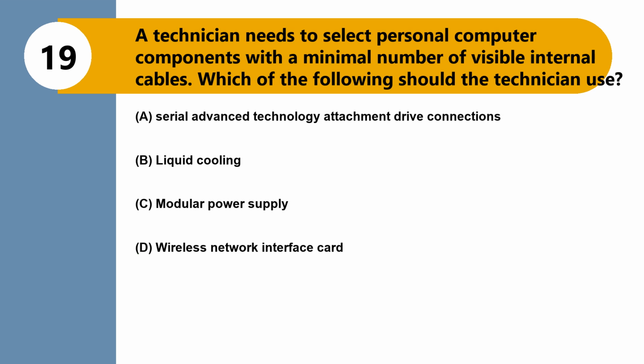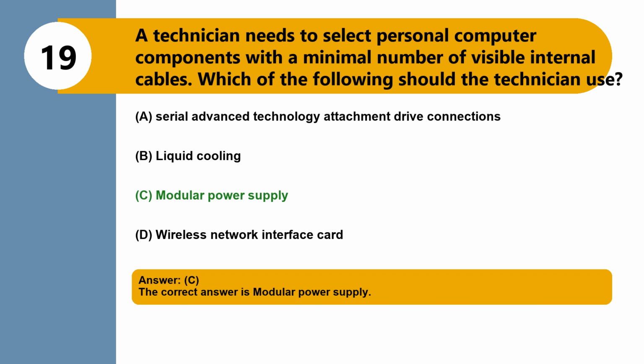Question 19. A technician needs to select personal computer components with a minimal number of visible internal cables. Which of the following should the technician use? Option A. Serial advanced technology attachment drive connections. Option B. Liquid cooling. Option C. Modular power supply. Option D. Wireless network interface card. The correct answer is option C. Modular power supply.